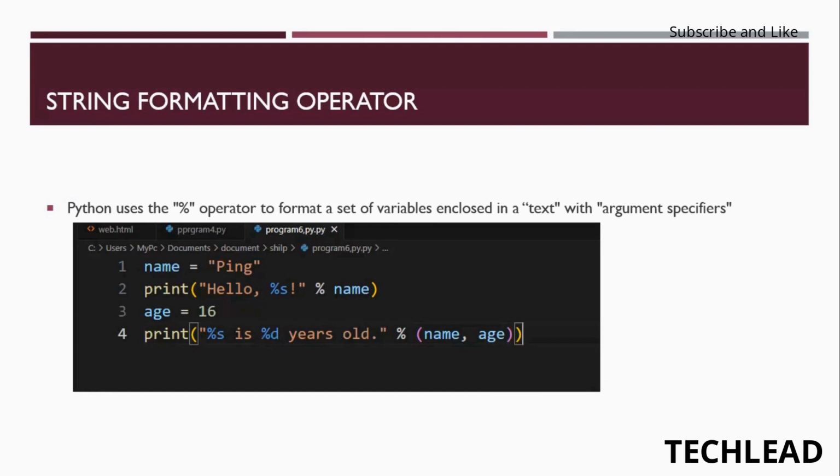If it is an integer value, we must mention the d. If it is a floating point number, we must mention the f here instead of the s, and close the quotation. Outside of the quotation we must mention the modulo operator with the variable name that we need to replace in the text.